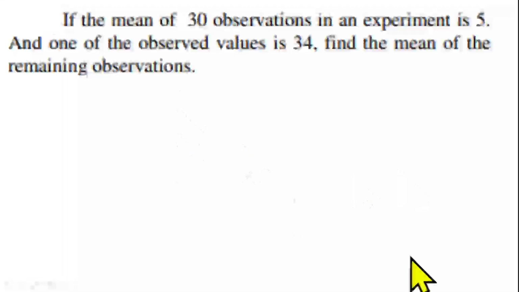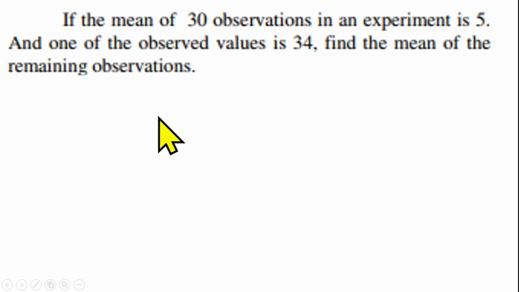So, one more question also on the mean of an ungrouped data. The question says that if the mean of 30 observations in an experiment is 5, and one of the observed values is 34, find the mean of the remaining observations. So that means the mean of 30 observations in an experiment is 5, and one of the observed values is 34. So find the mean of the remaining observations.